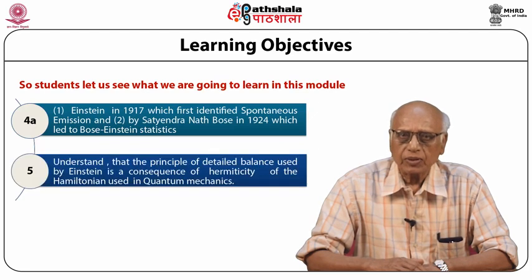You will be able to understand that the principle of detailed balance used by Einstein is a consequence of hermiticity of the Hamiltonian used in quantum mechanics. The interaction due to the magnetic moment of the electron, not included in our interaction Hamiltonian so far, is next studied and shown to be of higher order and hence smaller by 1,000 times in the amplitude.